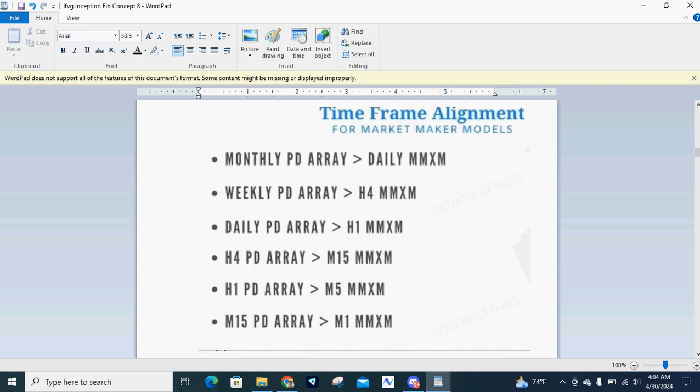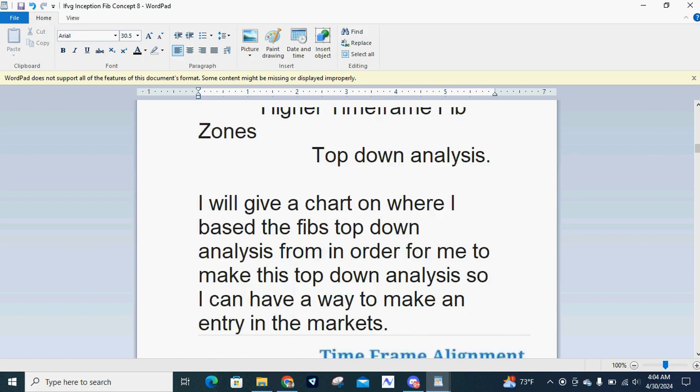If you want to find what's going on in the 1 minute, use the 15 minute. If you want to find out what's going on in the 5 minute, use the 1 hour. If you want to find out what's going on in the 15 minute, use the 4 hour. For the 1 hour, use the daily, and for the daily, use the 4 hour. On the 4 hour, use the weekly. If you want to know what's going on in the weekly, use the daily. If you want to find what's going on daily, use the monthly. If you want to find out what's going on with the monthly, use the quarterly and then yearly, and so on and so forth.